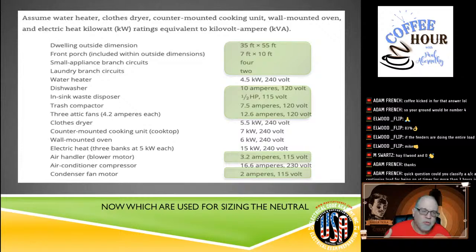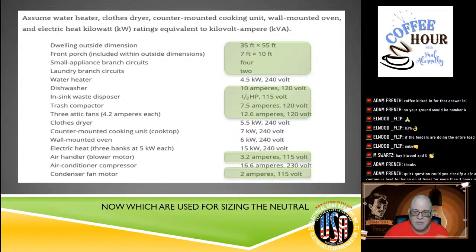For the neutral loads that stand out, that square footage value, 3VA, all has a neutral load associated with it, right? The two small appliances, in our case, there were four of them. All of those are 120 volts, so they all have a neutral contribution. The laundry, it's a 120 volt neutral contribution. The water heater is 240, not a contribution. The dishwasher, in-sink waste disposal, the trash compactor, and all of those attic fans are all 120 or 115 for this disposal. All of them have a neutral contribution.